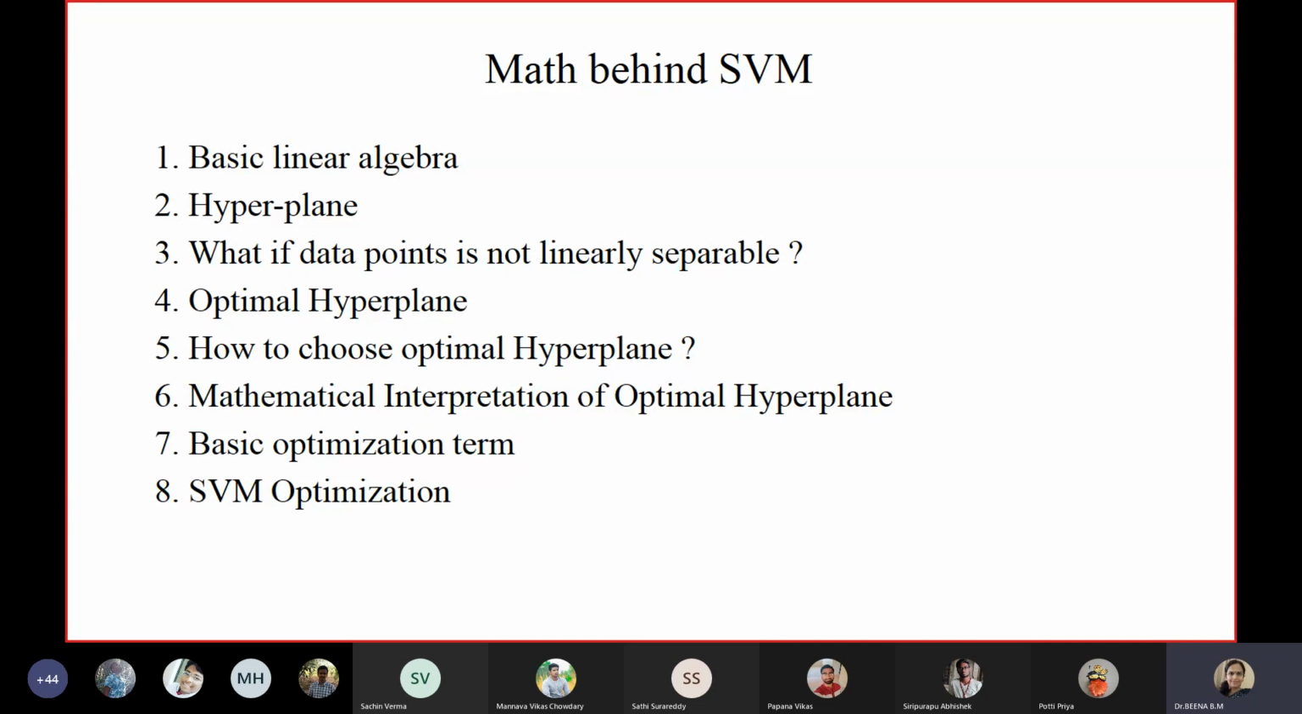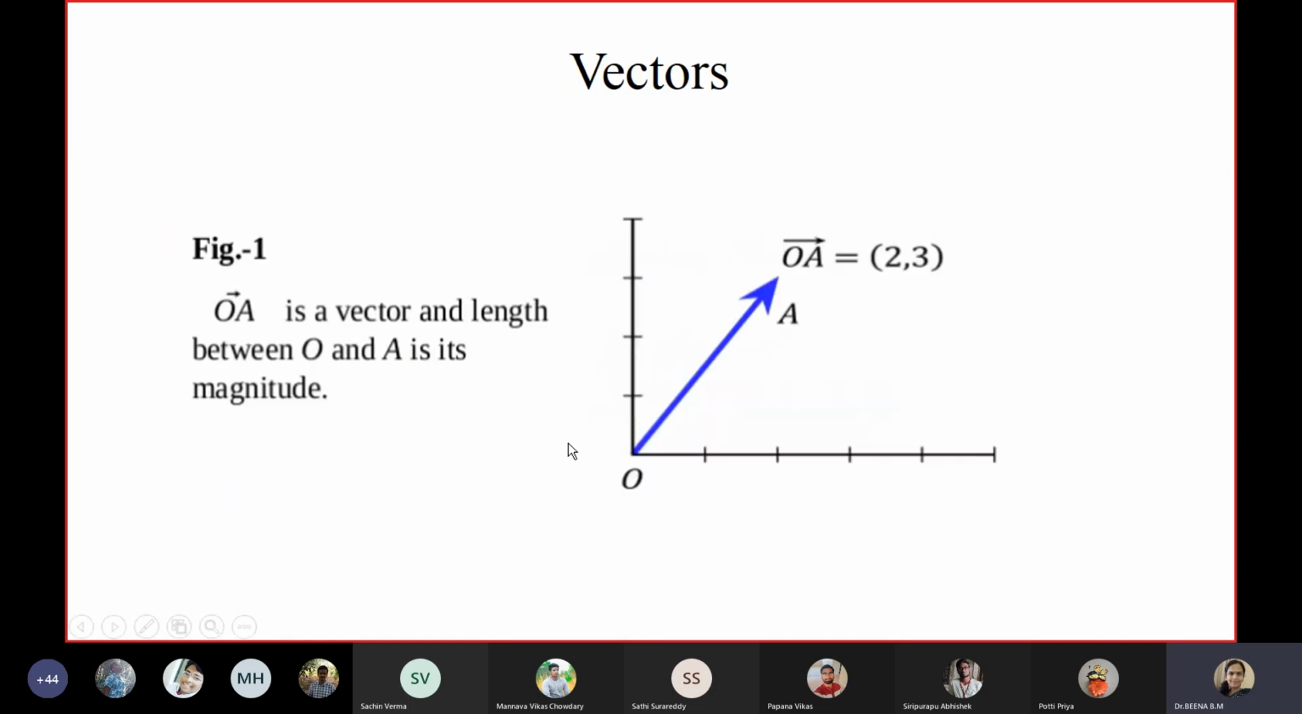What you are studying here: what is a hyperplane, how a hyperplane is derived mathematically, and what if the data points are not linearly separable, how the hyperplane is denoted, and how to denote the optimal hyperplane mathematically, and the mathematical interpretation, and the SVM optimization. Okay. So this I think you already saw in the last class.